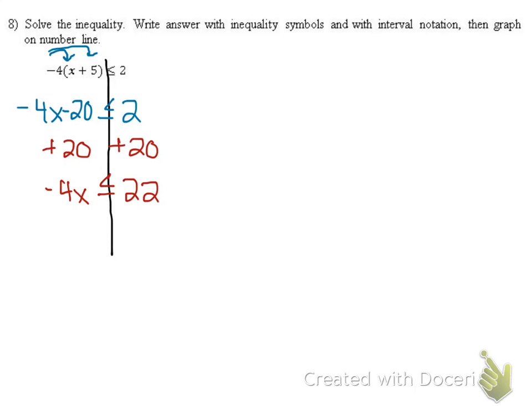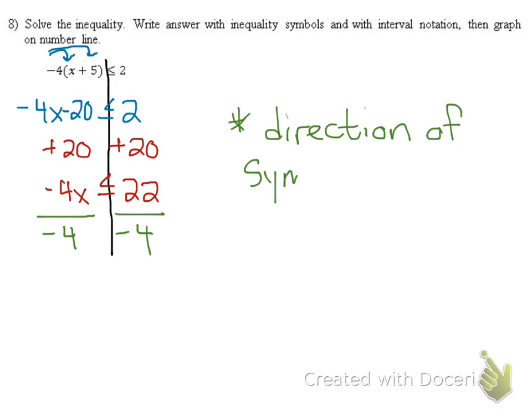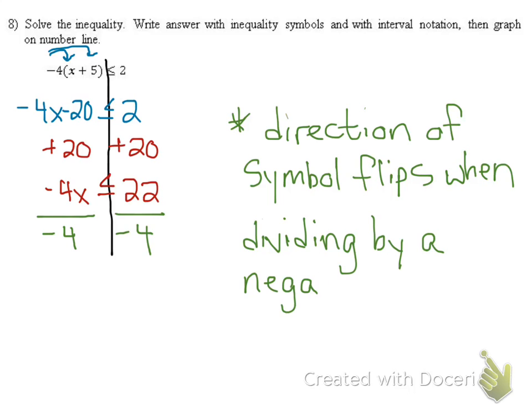Last step is going to be to divide both sides by negative 4, and since I'm dividing by a negative, the direction of my inequality symbol is going to flip. That gives me a final result of x is greater than or equal to negative 5.5.